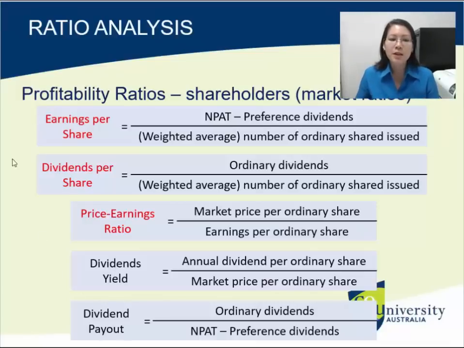Dividend payout simply compares these two figures to each other. It says what percentage did they actually pay out of what they could have. So this is potential 100%, what could be paid out, and how much did they actually pay out. If you divided these two figures, you would get the same figure as the dividend payout anyway. Mathematically, the ordinary dividends is the numerator here, and the net profit after tax minus preference dividends is the denominator here. That just shows one divided by the other. So the dividend payout compares what could have been paid out with what actually was paid out.